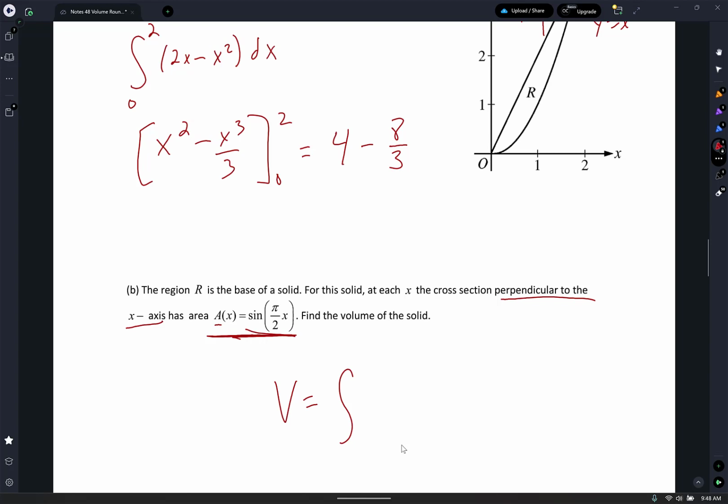From where? 0 to 2? Okay. They give you the cross section. Guys, look, they tell you. Like A of x minus this squared? No, this is the cross section. You only square it if they tell you, like, you have a square.